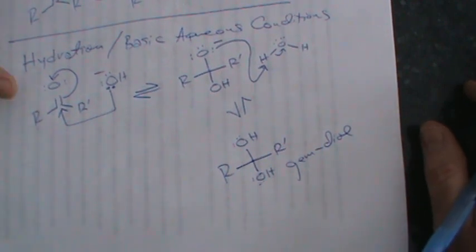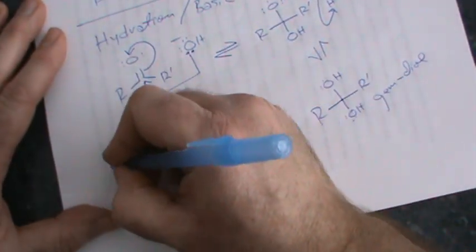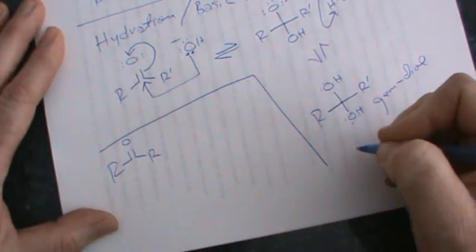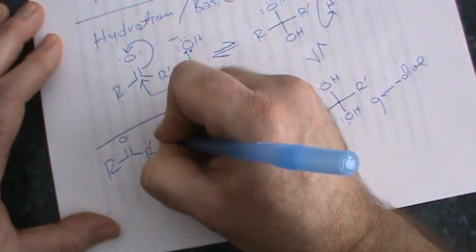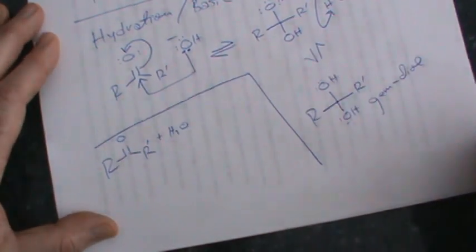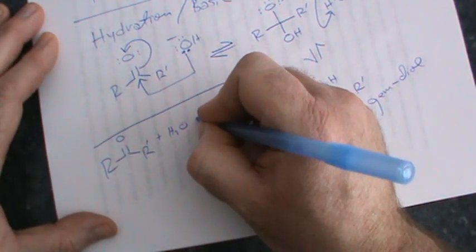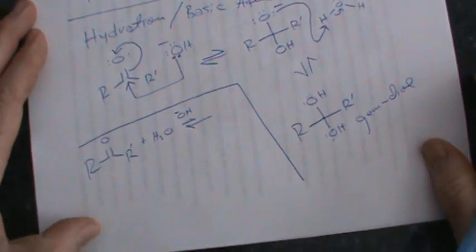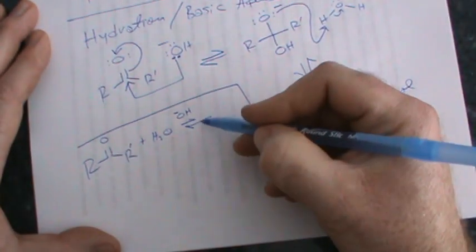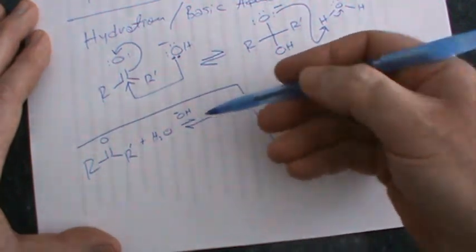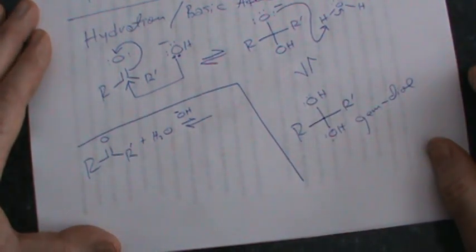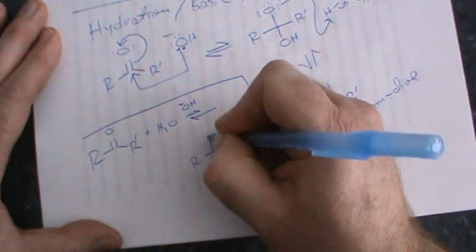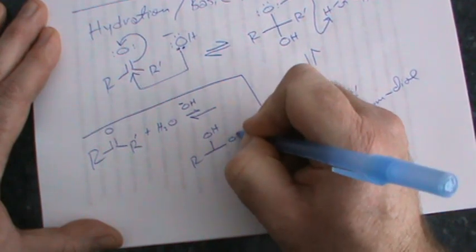In other words, if I get away from the mechanism here and I just draw the overall equation, so there's my ketone, and I'm going to add H2O. It's a hydration reaction. And I'm going to do it under basic aqueous conditions, which means I've got OH minus around. I draw my equilibrium arrow this way, indicating that the back reaction leading back to aldehyde or ketone is actually favored most of the time. I'm going to get my gem diol.